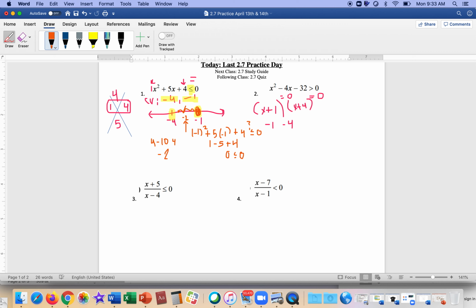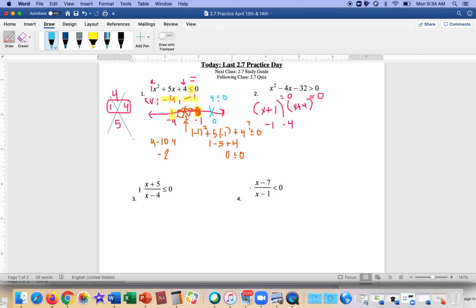Now, we have to test points in the other regions. If I test, let's say, something to the right of the critical value -1, if we plug in 0, you can pick any number. 0 squared is 0. 5 times 0 is 0. Plus 4 would get us 4. And is 4 less than or equal to 0? No. So we cross it off. That's if we tested the number 0. You can pick any number bigger than -1.